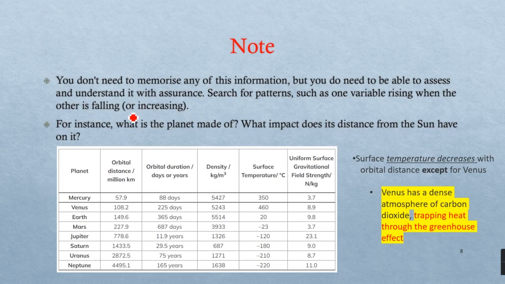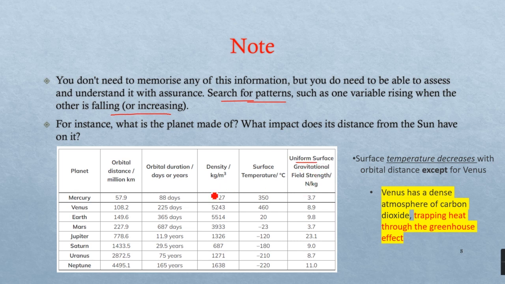So note, we don't have to memorize all this information, but we need to understand and look for patterns, and also understand the effect of the distance of the planets from the sun in terms of increasing or decreasing, let's say, temperature, density, and also gravitational field strength.